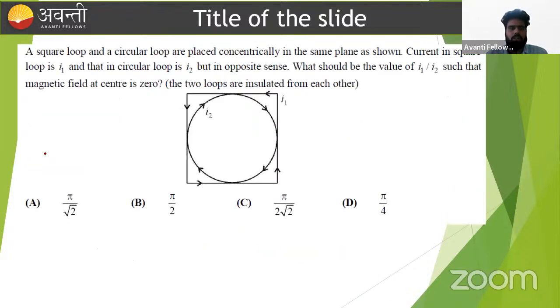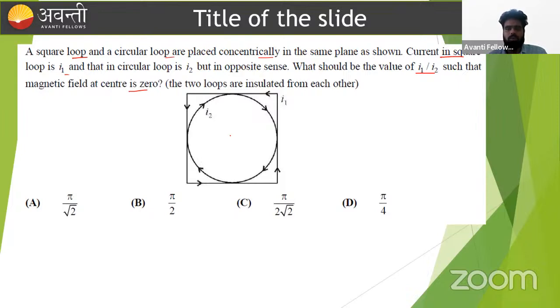Okay, let's move to the next. This is question number 2. Here it is saying that a square loop is given, and another circular loop is given concentrically. It means the center of the square coincides with the center of the circular loop. The current in the square loop is I1, as shown in the diagram, and I2 is in the opposite sense. So what is the ratio of I1 upon I2 such that the magnetic field at the center is 0?